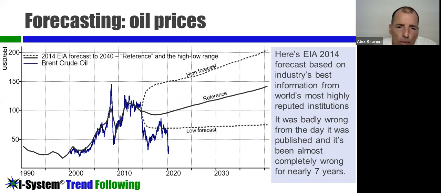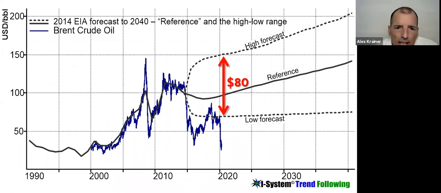The blue line is the actual price of Brent crude oil between 2000 and 2020, while the gray lines indicate the EIA's reference forecast, high forecast, and low forecast. What you can see here is that this forecast has been badly wrong practically since the day it was published. It's been mostly wrong for the past 7 years, and the oil price has only come close to the low forecast level just now, in recent months. Even though their high-low range spans more than $80 per barrel, even with this very broad brush, they failed to correctly forecast oil prices.